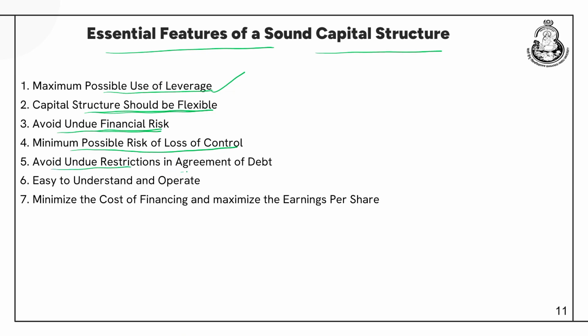Avoid undue restrictions in agreement of debt. If a company is using too much debt in its capital structure, the financial institutions might impose certain restrictions on the company as far as future debt is concerned. Usually these restrictions are imposed on a financially weaker firm, and these restrictions are known as loan covenants. What are loan covenants? Loan covenants can be asset related covenants, where the financial institutions might put restrictions on selling any of your fixed assets, or liability related covenants, where they might put restrictions on getting any additional liability, right?